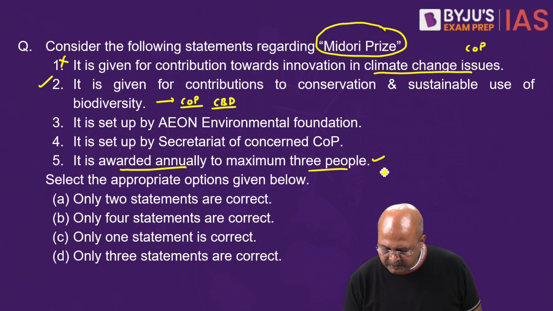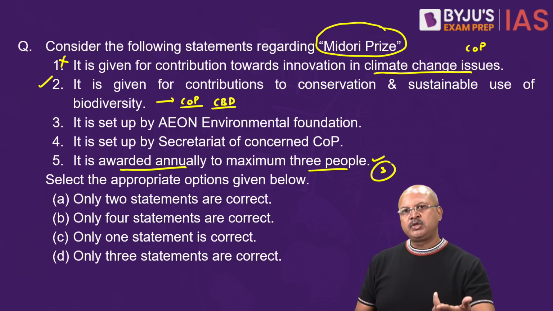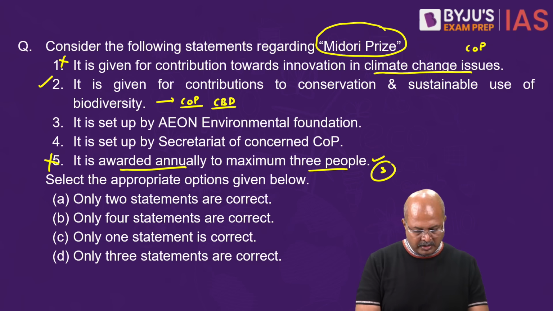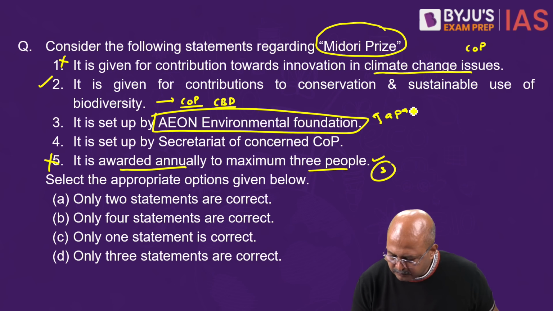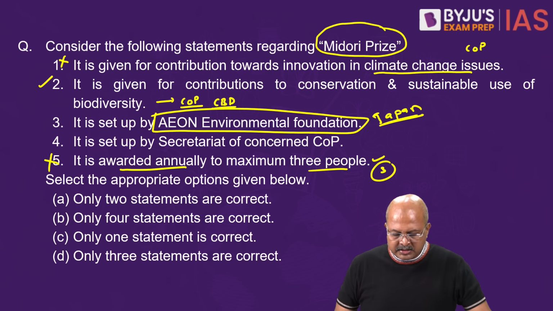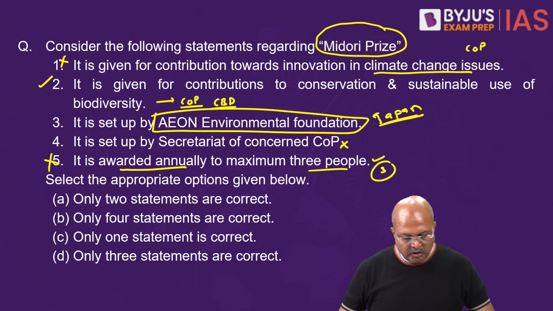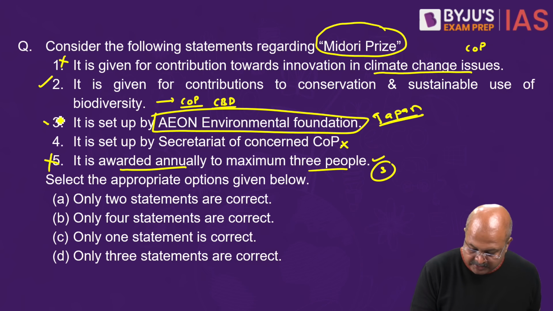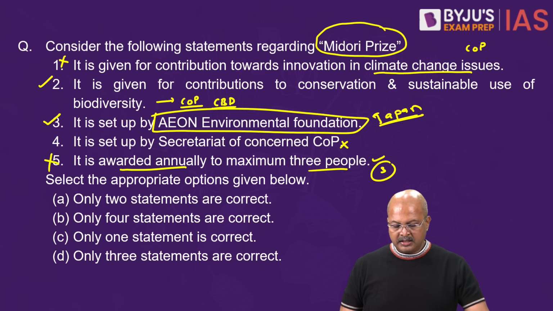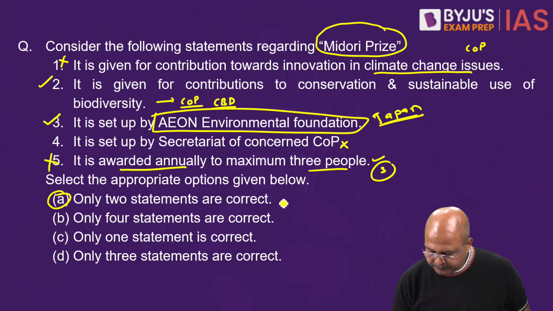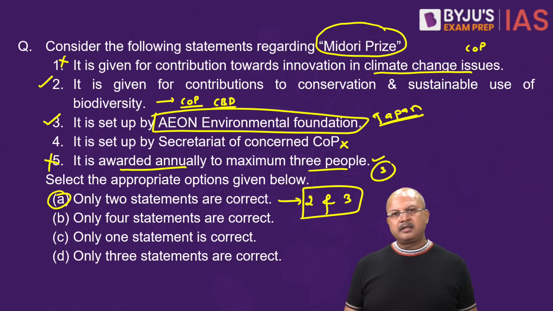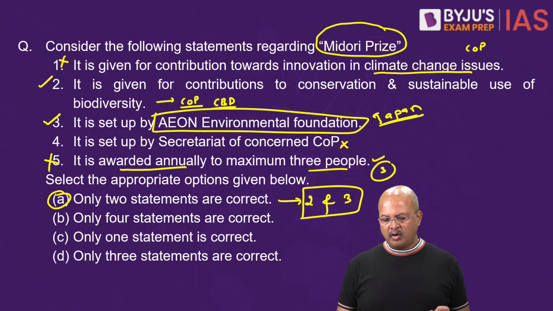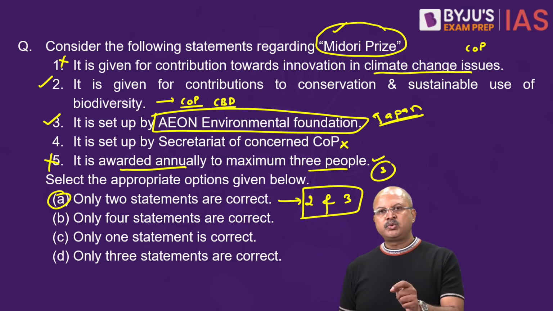Even though it is given to a maximum of 3 people. Maximum 3 people are awarded, but once in 2 years. 3 people is correct, but annually is a wrong statement. And this award is set up by the AEON Environmental Foundation of Japan. It is not set up by the Secretariat of the concerned COP. It is set up by the AEON Environmental Foundation. So the second statement is correct. Hence we find 2 and 3 are correct. So only 2 statements are correct here. The correct statements are statement number 2 and statement number 3. They may ask questions, so once it was asked on the Momentum for Change Award. So this is the Midori Prize: biodiversity, once in 2 years, AEON International Japan, and maximum 3 people.